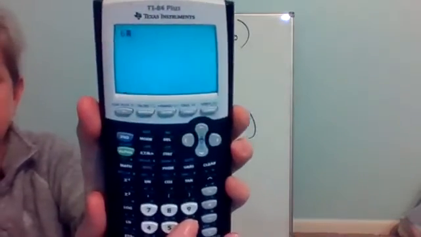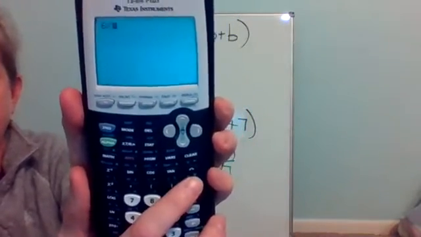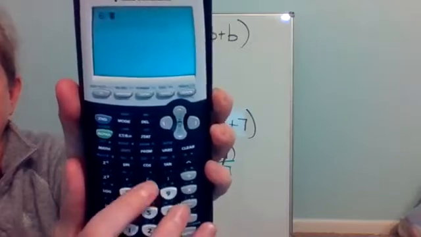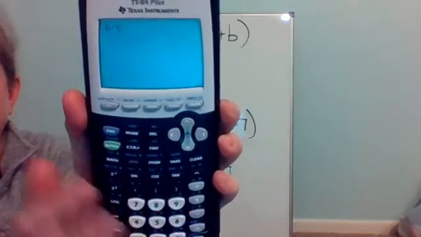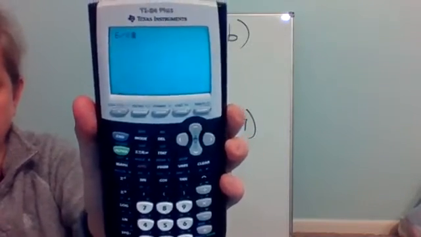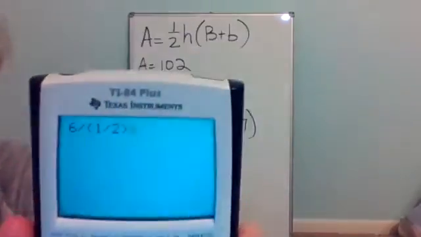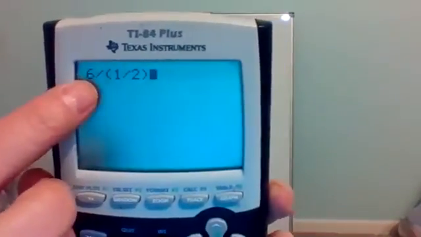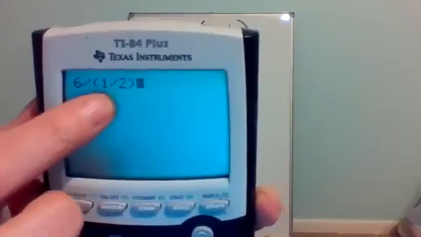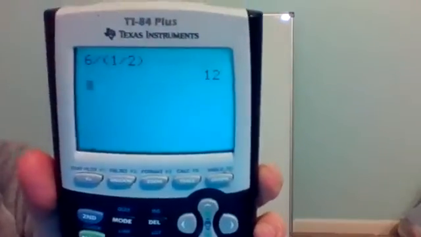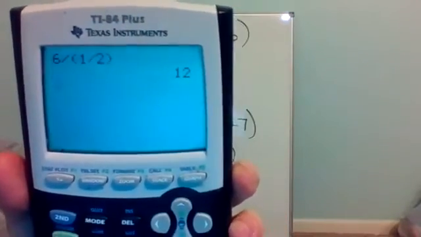So you'll do 6 divided by, then open parentheses, 1/2, which is 1 divided by 2. So that's telling the calculator to do 6 divided by 1/2. And then hit enter, which gives you 12.